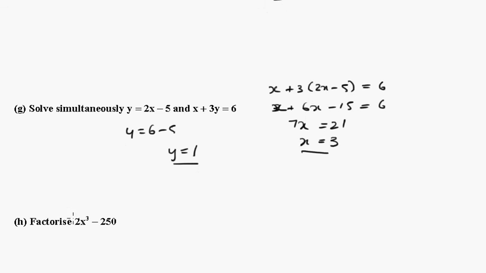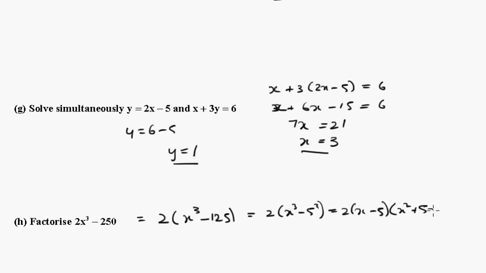Okay, and finally, this one we'll take out 2 as a common factor. We get 2 outside of x cubed minus 125. Now 125 is 5 cubed, so it's x cubed minus 5 cubed, which is 2 outside of x minus 5, x squared plus 5x plus 25 from that expansion that you know. Just going over that, the expansion is, remember, x cubed minus y cubed is x minus y times x squared plus xy plus y squared.